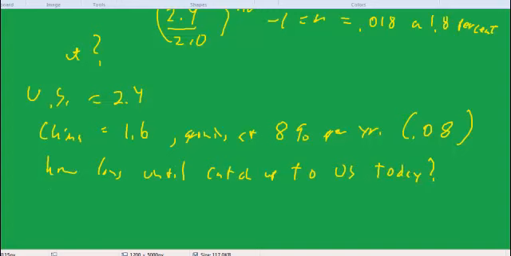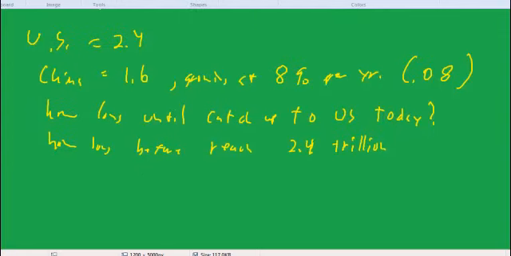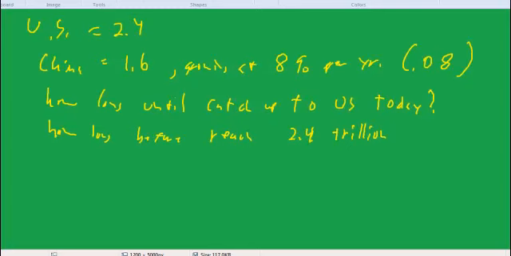That is, how long before they reach 2.4 trillion. By the way, these numbers are totally made up. I have no idea what China's GDP is and US GDP is today. So don't take these numbers as serious numbers. I made them up and we're just doing arithmetic to solve the problem.